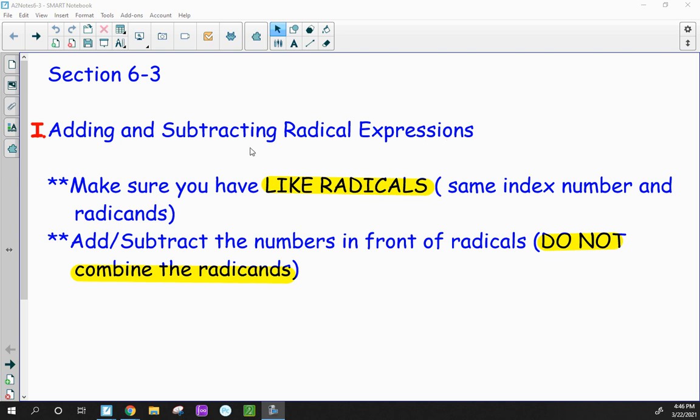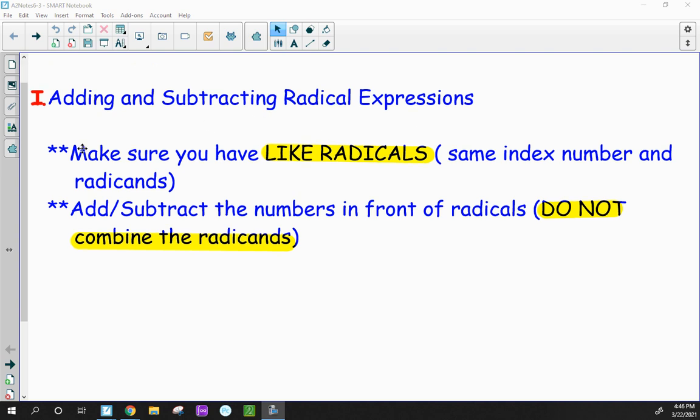In order to add and subtract radicals, first off you have to make sure that they are like. By like, that means they have the same index number and radicand. When they do, you can continue. You're going to add or subtract the numbers in front of the radicals, and please do not combine the radicands.